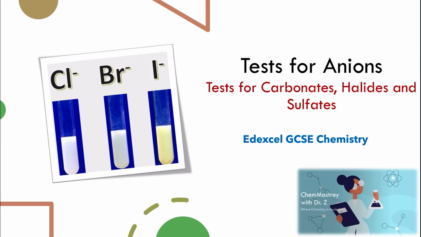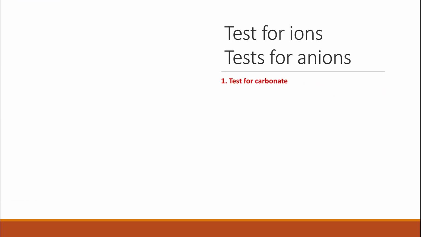Tests for anions. Anions are the negatively charged part of the molecule, and the anions you can test for are the carbonate, halides, and sulfate. To test for carbonates, carbonate can be tested by reacting with dilute acids like hydrochloric acid or sulfuric acid.